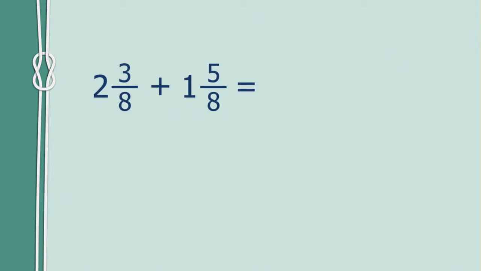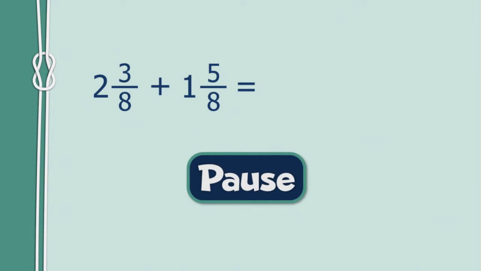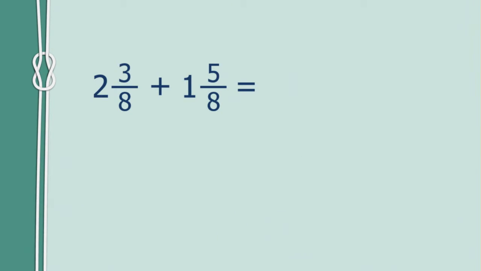I'd like you to try one on your own. Remember to think of the fractional name for 1 when renaming the improper fraction as a mixed number. Now this one's written horizontally, but just do it the same way. Add the fractions and then the whole numbers. Pause and solve this equation. 3/8 plus 5/8 equals 8/8. 2 plus 1 equals 3. The improper fraction 8/8 is equal to a whole, so the answer is 4. Renaming an improper fraction just requires you to think about how many of those fractional parts make a whole.